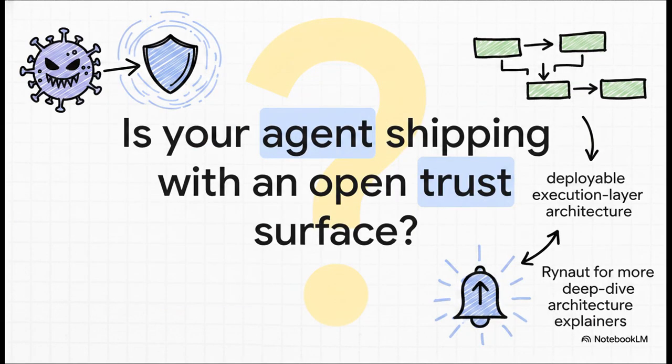Indirect prompt injection is not a corner case, folks. It is out there in the wild right now, targeting agents at scale. You need to deploy the execution layer architecture today. Map out your orchestrator trust surfaces and lock down every boundary.